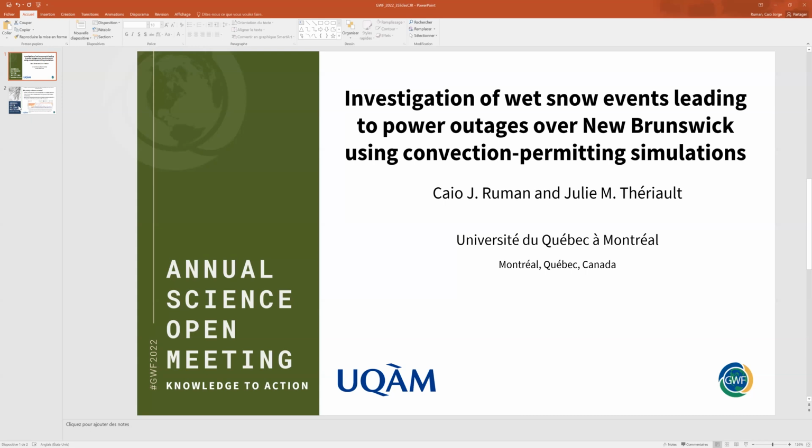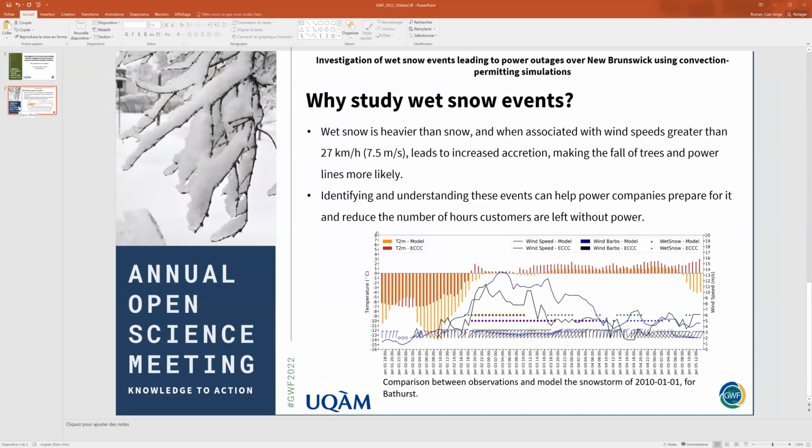Okay, well, first, one question: why study wet snow events? Well, besides the fact that snow is one of the coolest forms of precipitation, when there is too much of it, it can lead to damage. Wet snow is thicker and heavier than dry snow, and when associated with moderately strong wind speeds, it leads to increased accretion, making the fall of trees and power lines more likely. I think you can see in the picture on the left where huge amounts of snow are agglomerated on the tree branch. So the wet snow sticks, gets heavy, and can make it fall.